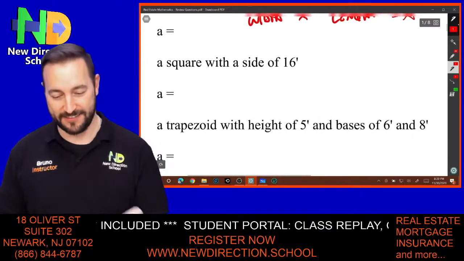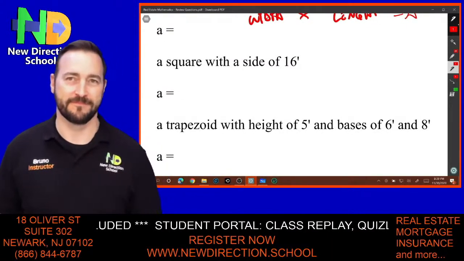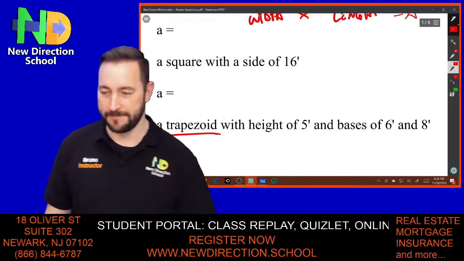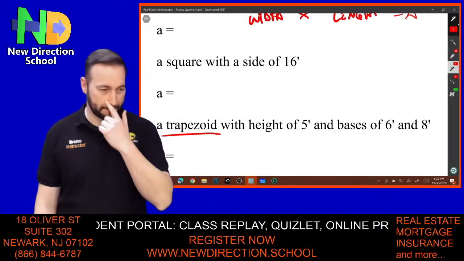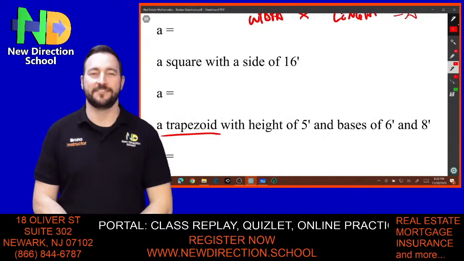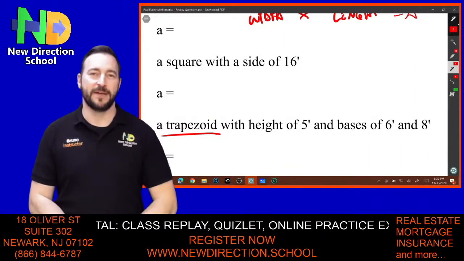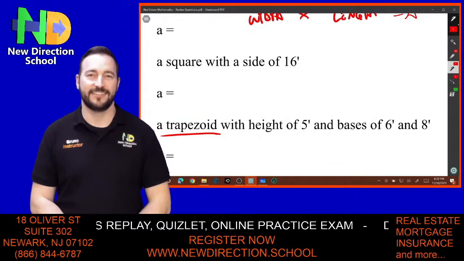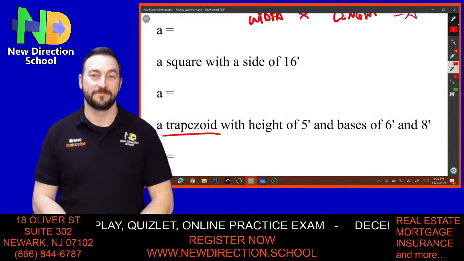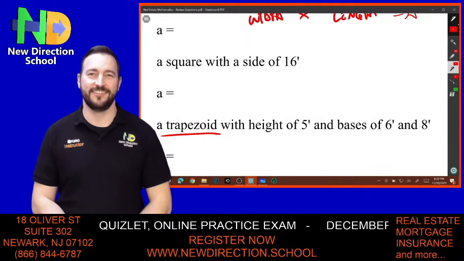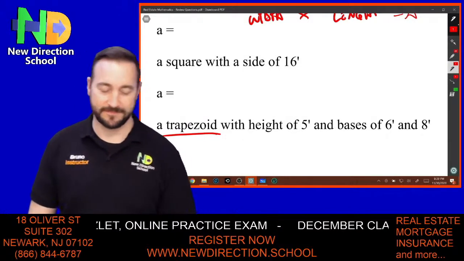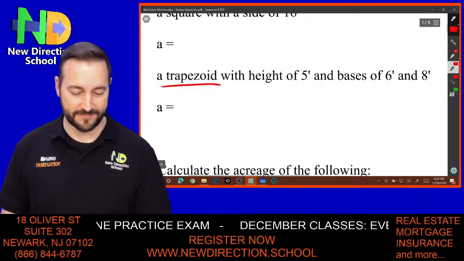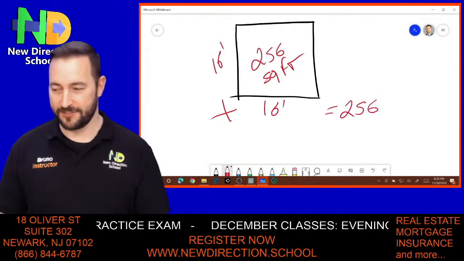Now, this one's a little bit more complicated. What is a trapezoid? A trapezoid with a height of 5 and the bases of 6 and 8. Now things got a little bit more complicated, right? Let's go here. Let's draw this.